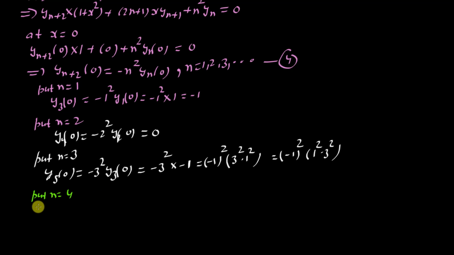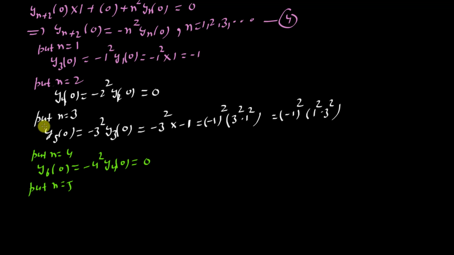Here y6 0 is equal to minus 4 square y4 0. y4 is 0, so this will be 0. Okay, now put n is equal to 5. So what will you get? y7 0 is equal to minus 5 square y5 0.